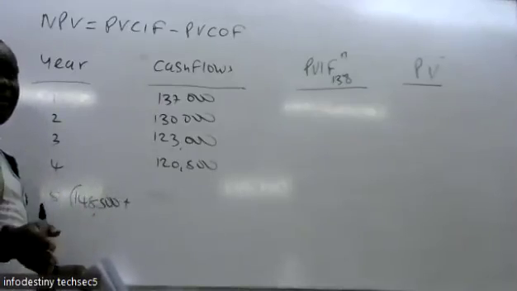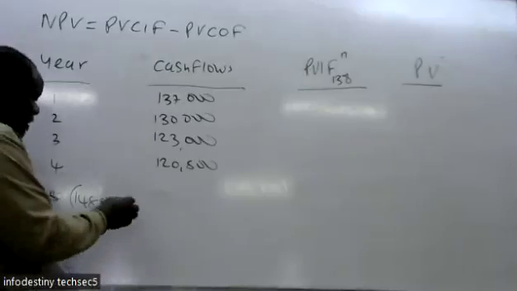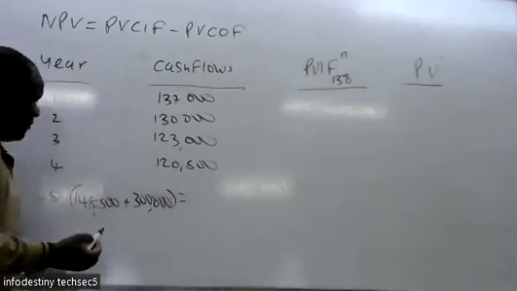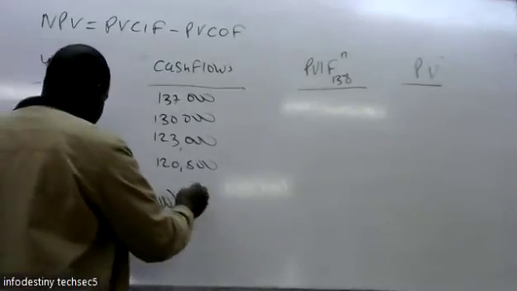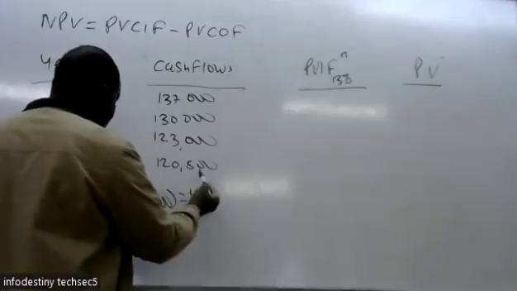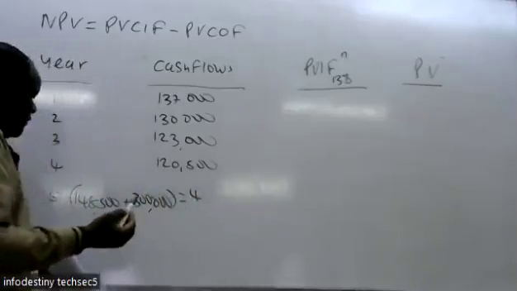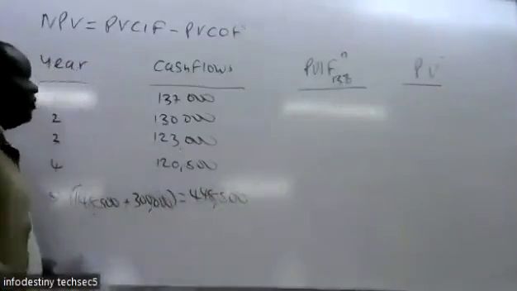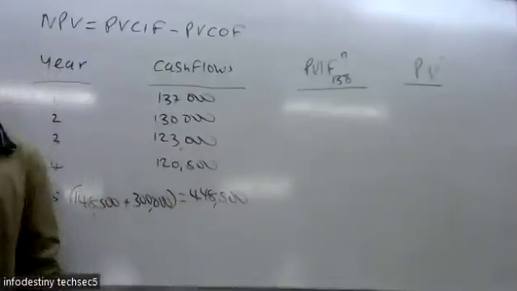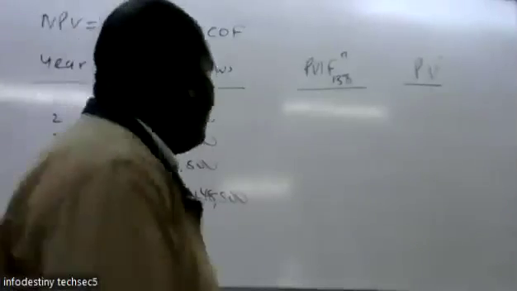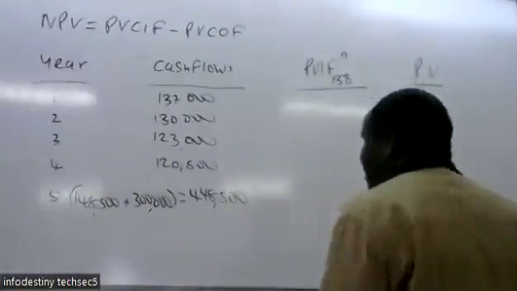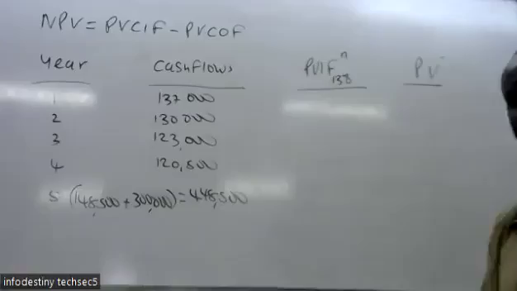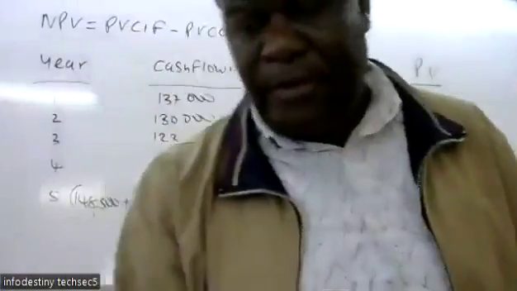We included the terminal benefit in the last year of the economic life, as we have done under the net present value. So you add there the 300,000, so that we come up with 448,500. So we check in the table what is 13% for year one, year two, year three, year four, and year five.